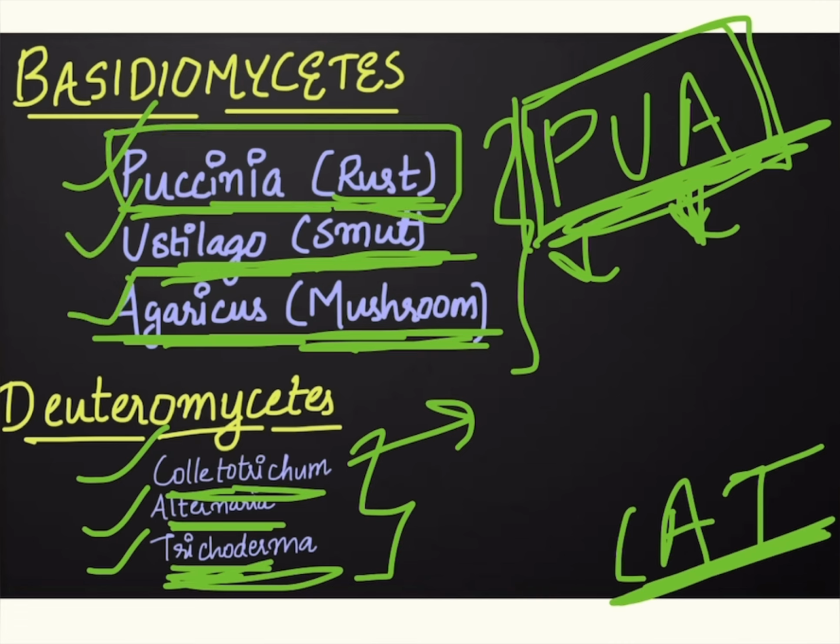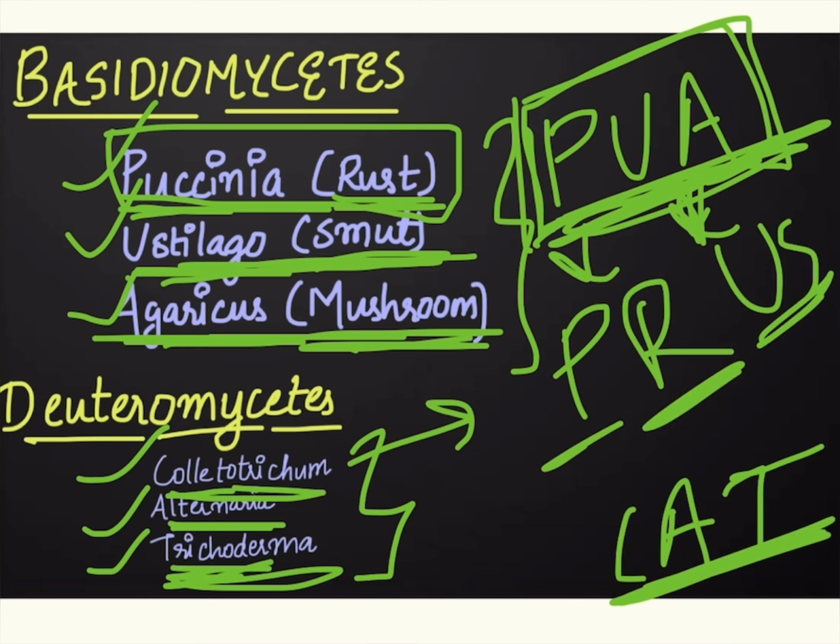To remember, Puccinia is the rust. We might get confused whether Puccinia is rust or smut. For that, we have to know the trick PR. PR is the trick, and US is another trick. US means Ustilago smut, and PR is Puccinia rust, Agaricus mushroom.